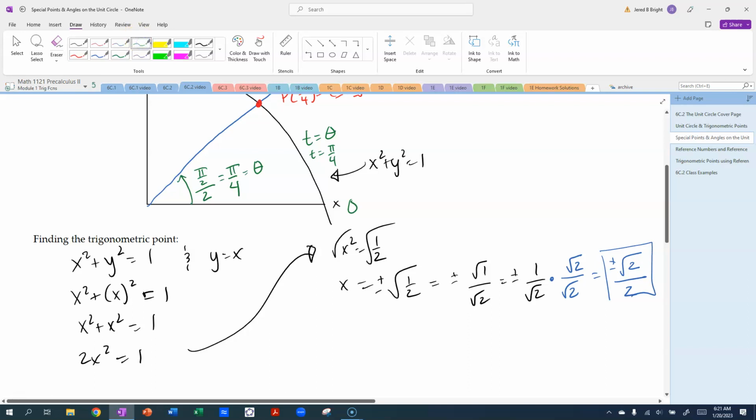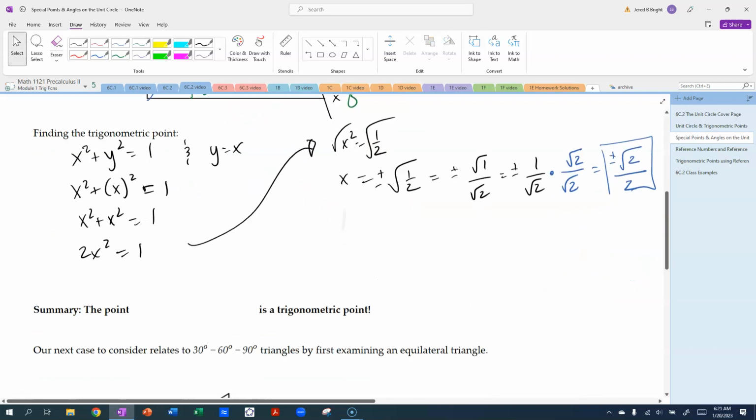So in all, we have the trigonometric point P of, and I should probably write this down where I have it. We have the point P of pi over 4, that would be the arc length, is equal to x, y. But x and y are equal. And, oh shoot, I have plus and minus.